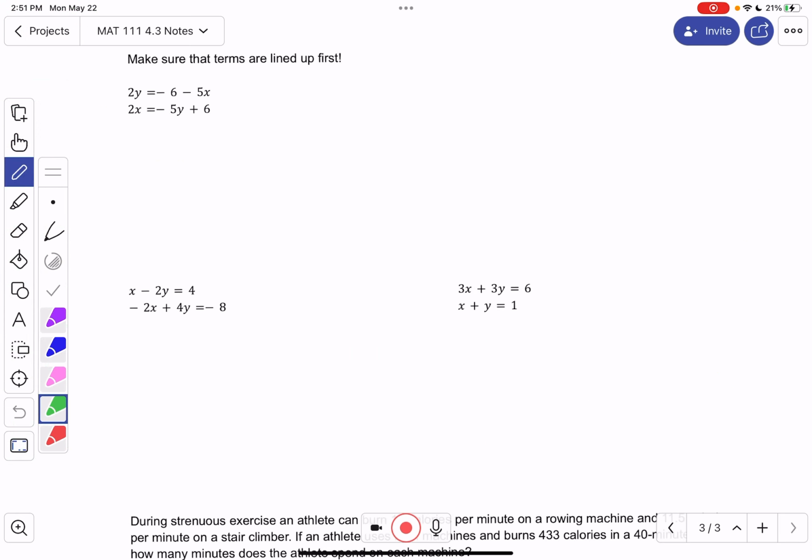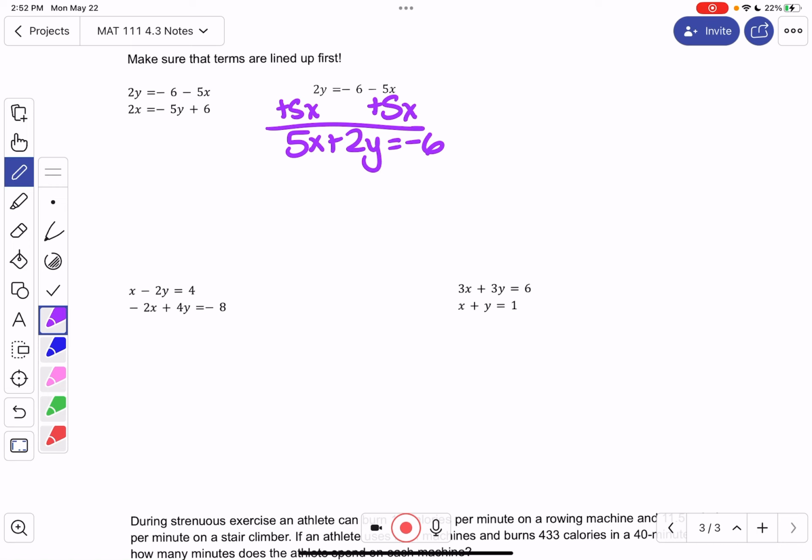The biggest things here to remember is if you multiply by something, you have to do it to the whole equation. And make sure your x's and y's are lined up first. If they're not lined up, you could be subtracting the wrong things. So we're going to take this first equation here and move the x to the other side. So I get 5x plus 2y equals negative 6.